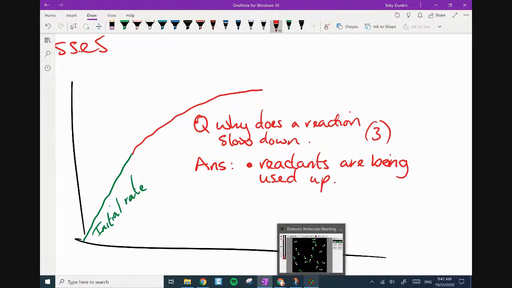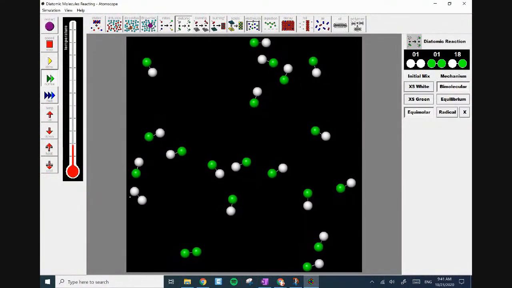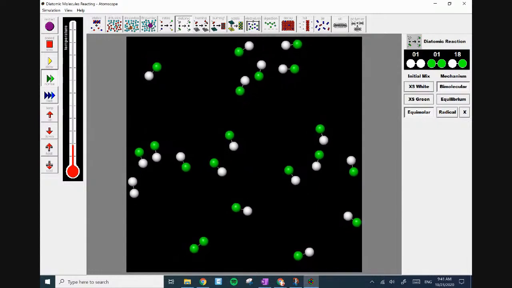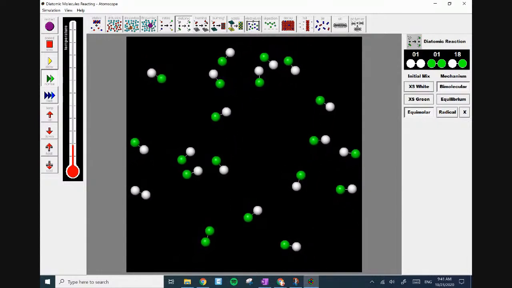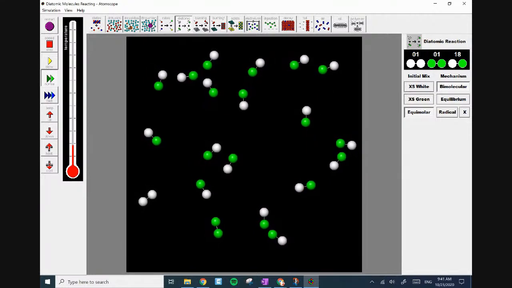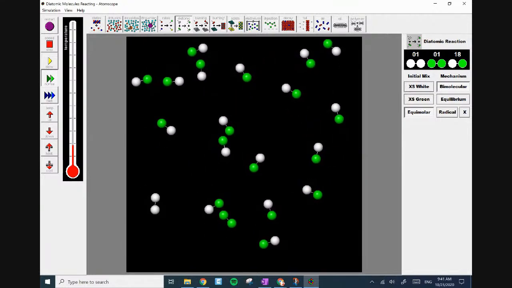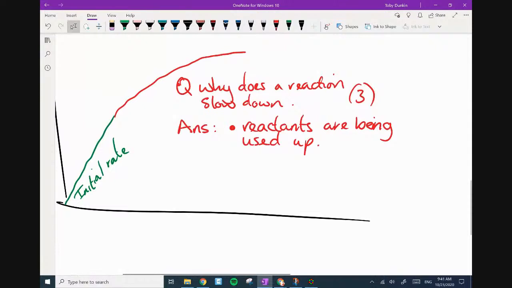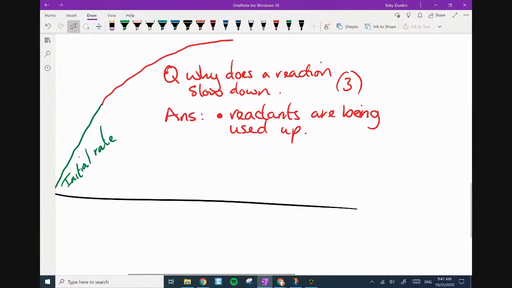We saw this. Let's have a look. So I've still got a white on here. I've got 1 white left on this reaction and 1 green. So the whites have all been used up. So is the greens. The particles are being used up. Now, that's not enough. Concentration, less particles per unit space, concentration decrease, less opportunities for reactants to collide. All of that, you've just given me the answer. Reactants are being used up.